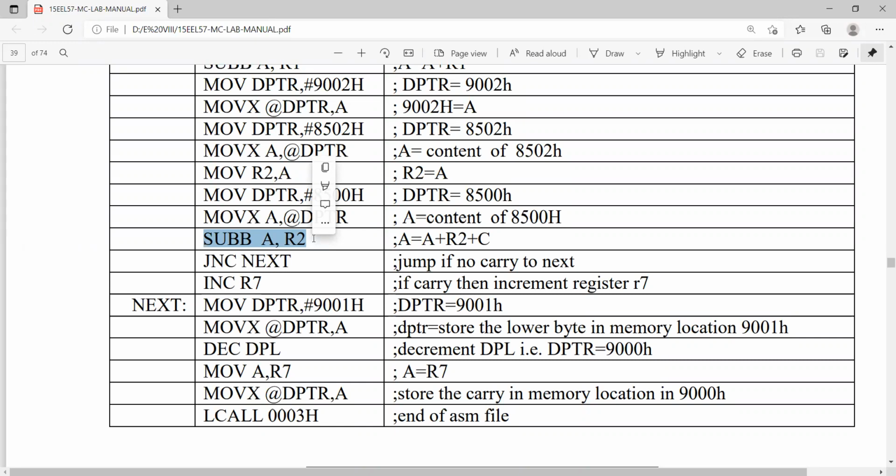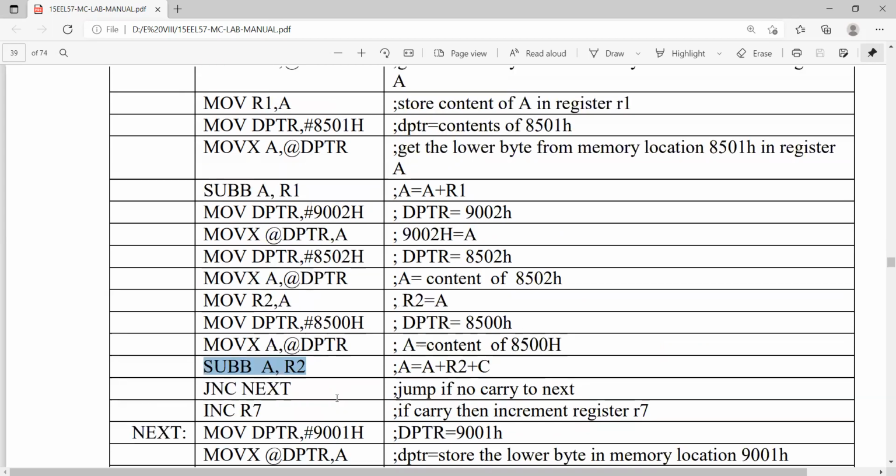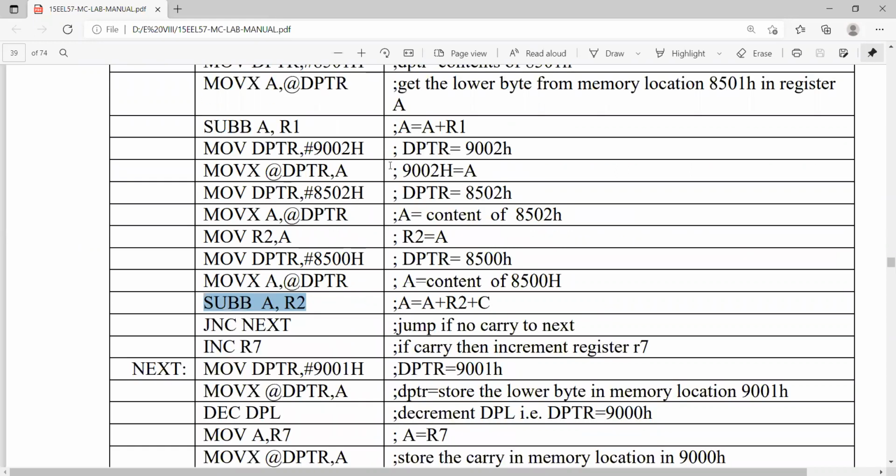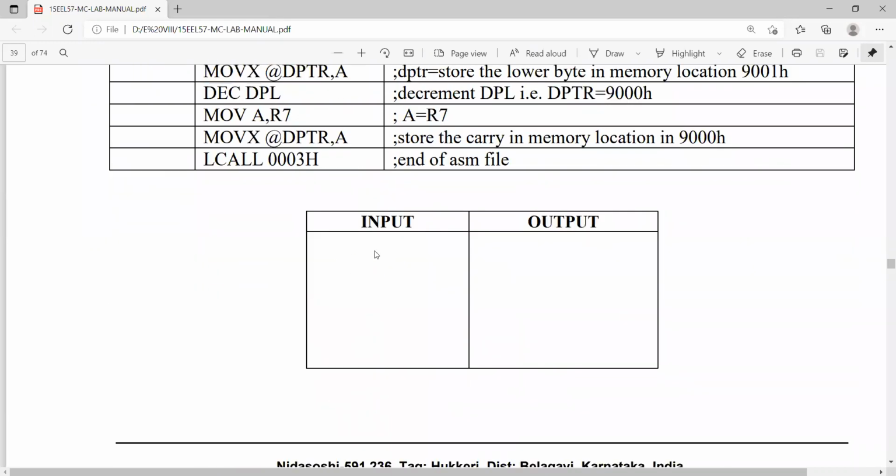So after this, you can just analyze the program. Your starting address of the program is 8000. The data is at 8503, so at 8503 you can give inputs: 04 05 06. First, you give the lower bytes of the first two data.